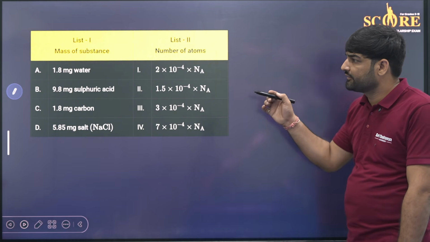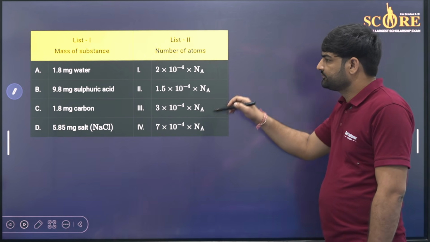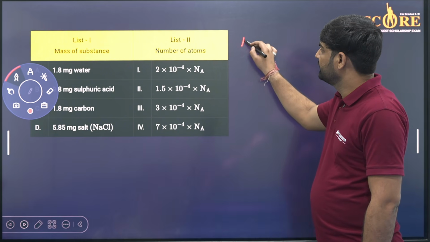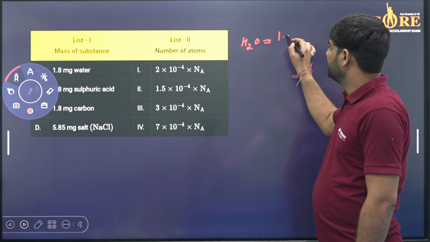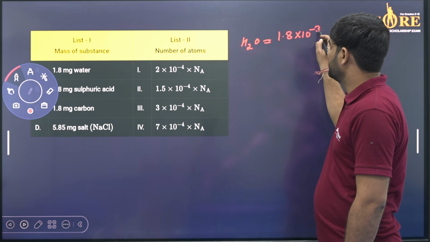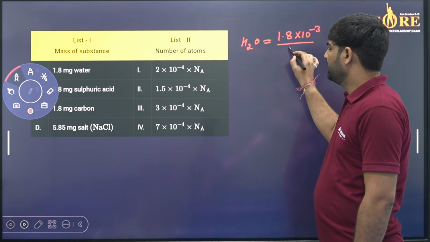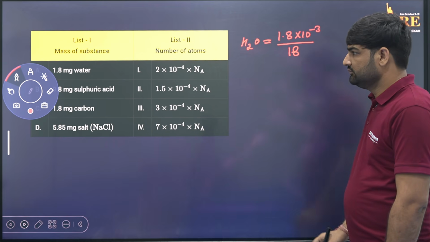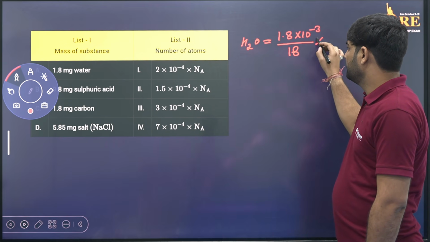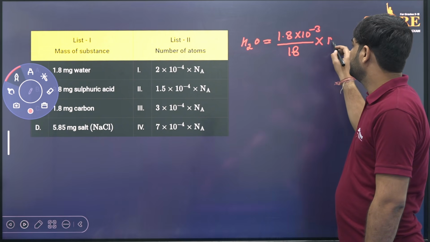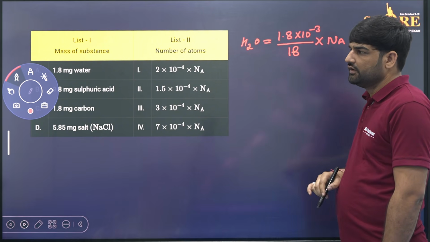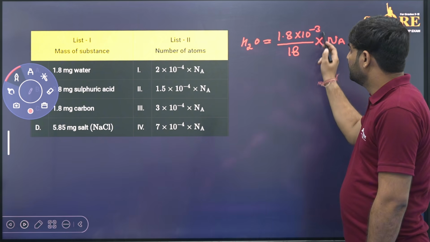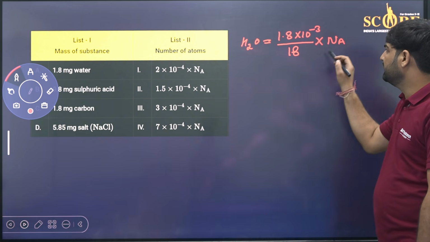So we'll start. Here is H2O. For H2O, 1.8 milligram. So first of all, 1.8 times 10 raised to power minus 3, this is mass in gram, divided by molar mass, and for water molar mass is 18. So this is number of moles, and if we calculated moles, then you have to multiply by Na. This will give you number of particles, and here particle is H2O. So mole multiplied by Na is the number of molecules.